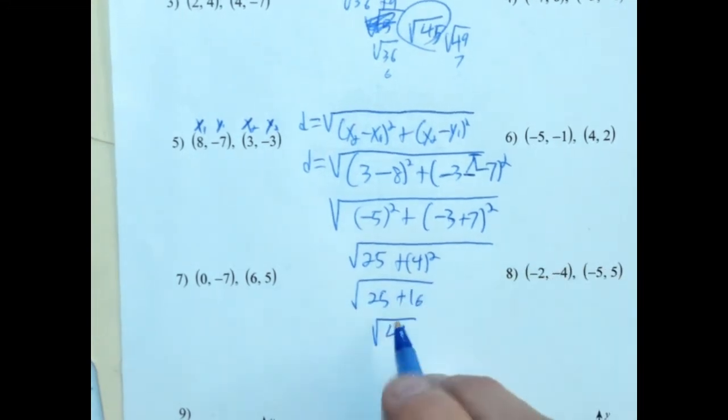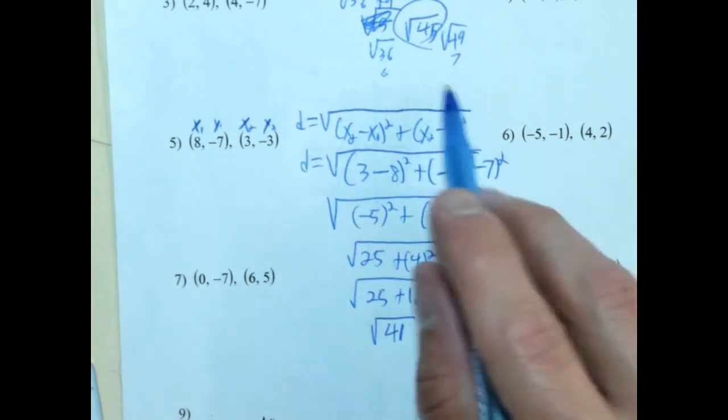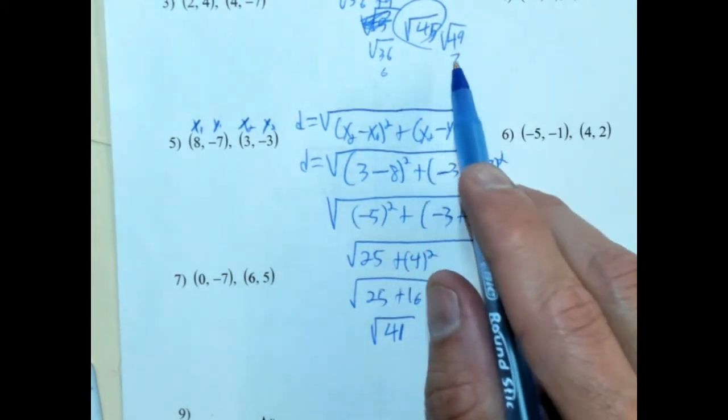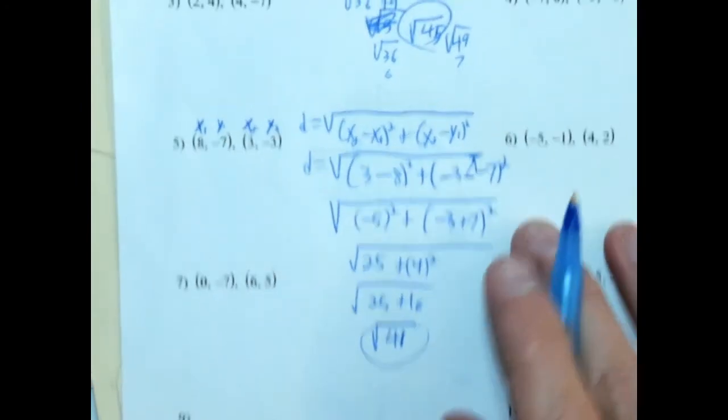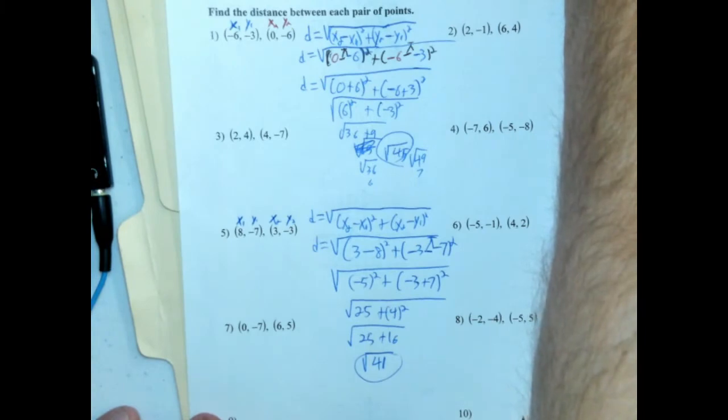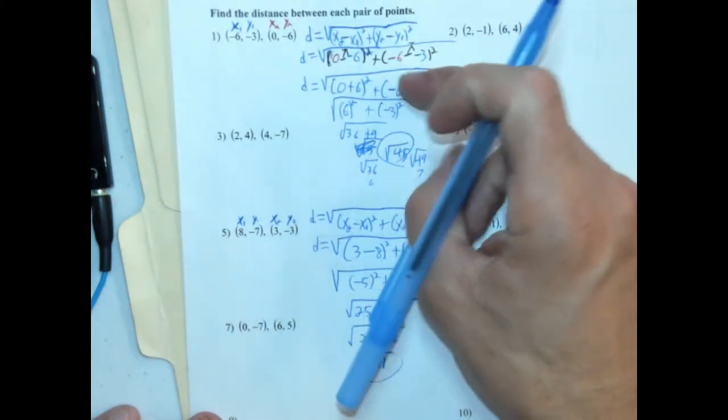Radical 41. So that's in between radical 36 and radical 49. And this one's slightly closer to 6, so that would actually be closer to 6 and 7. Okay. So those two problems, we did a bunch of these in class, but that way, hopefully, if anybody still has lingering questions, that hopefully answers it.